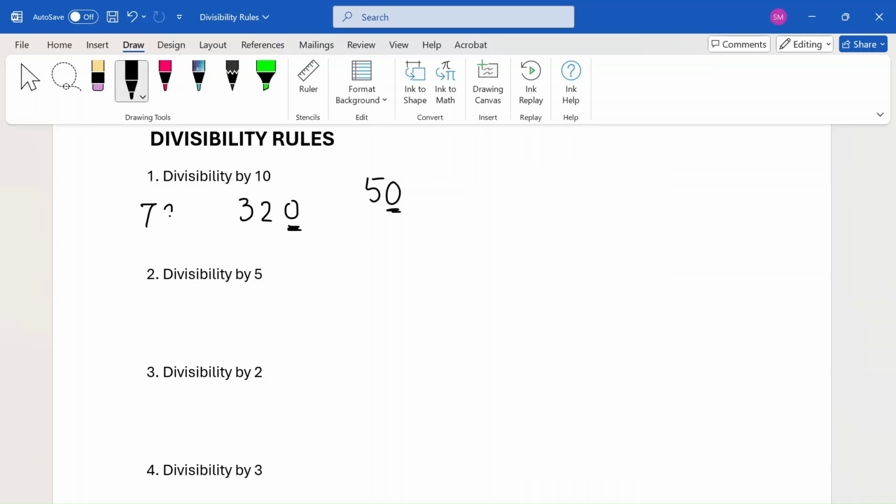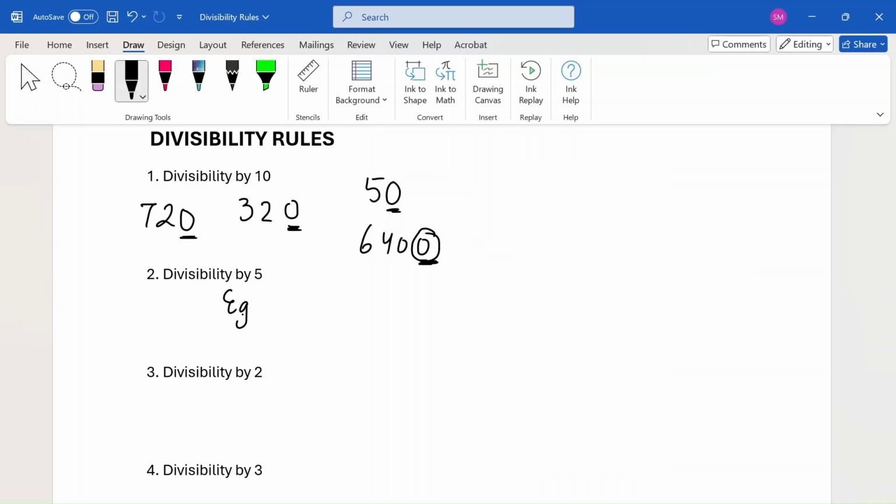What about 720? Yes, it is divisible by 10 because 0 is at its ones place. What about 6400? Yes, although there is a 0 at the tens place also, we have to check the ones place only. So if there is a 0 at the ones place, it is divisible by 10. Now the divisibility rule of 5. To check if a number is divisible by 5, we check its ones place. If a number is ending with a 0 or 5, the number is divisible by 5.